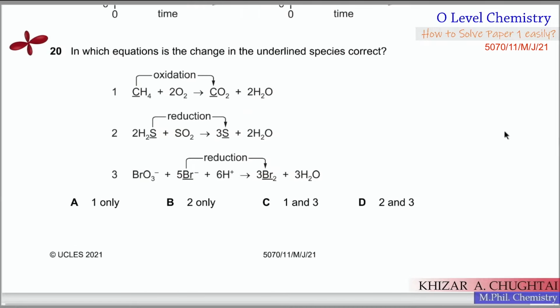In which equation is the change in the underlined species correct? Once again, in this case, this CH4 carbon is going to oxidize. Yes, it is going to oxidize because it is getting oxygen. In this case, sulfur is going to reduce. Its oxidation state is -2, and here its answer is 0. No, there is no reduction. It's an oxidation as well. So 2 is incorrect. In the case of the third one, Br negative ion is going to change into 0. Once again, this is the oxidation. It is not the reduction. So 1 only is the correct option.